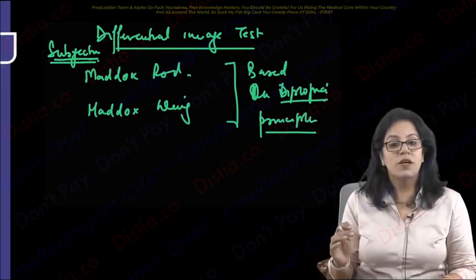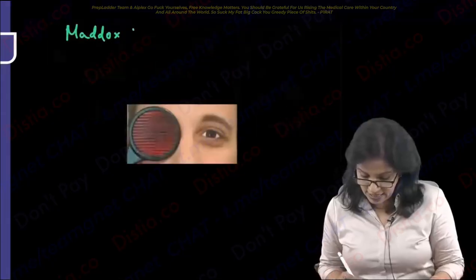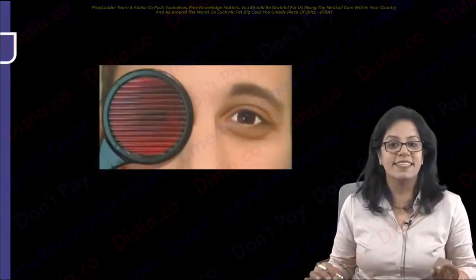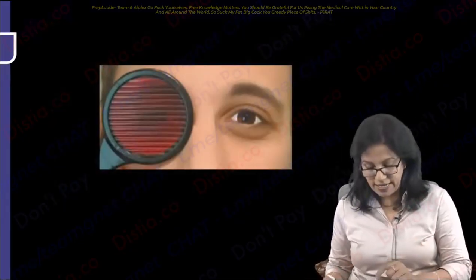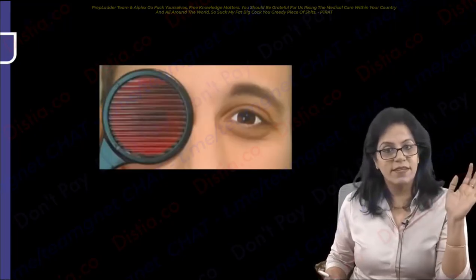Okay. So what is the Maddox rod? The Maddox rod, as you can see here, is mainly red colored, a series of plano-convex lenses. These are cylindrical lenses, right? In front of the eye, the right eye of this patient, we have put this lens, correct?